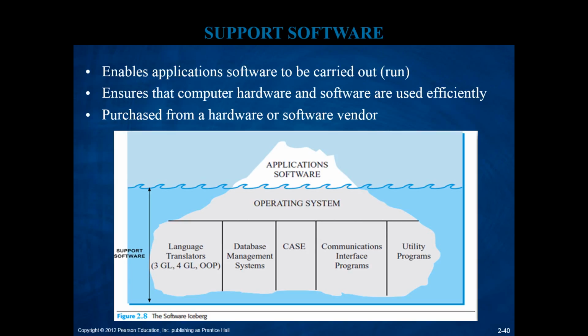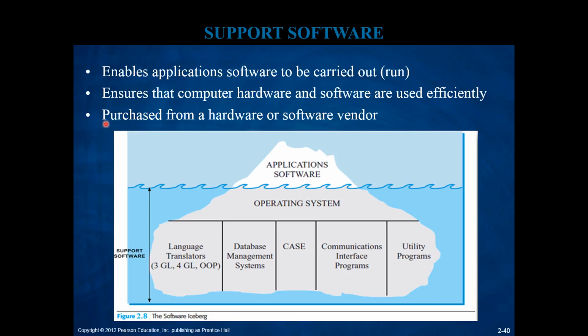In this part we'll continue our discussion about computer software, but in the last part we will talk about the so-called support software. The software that enables application software to be carried out or run. Some of the main functions of support software is to ensure that computer hardware and software are used efficiently.